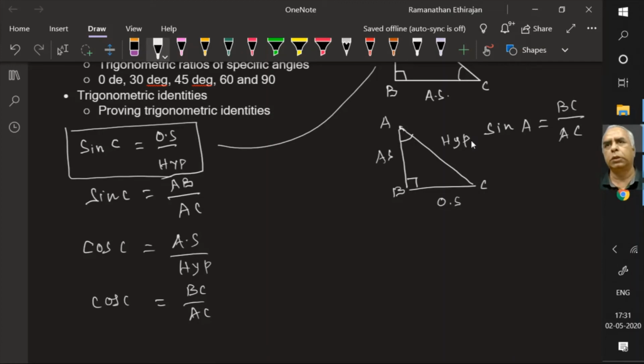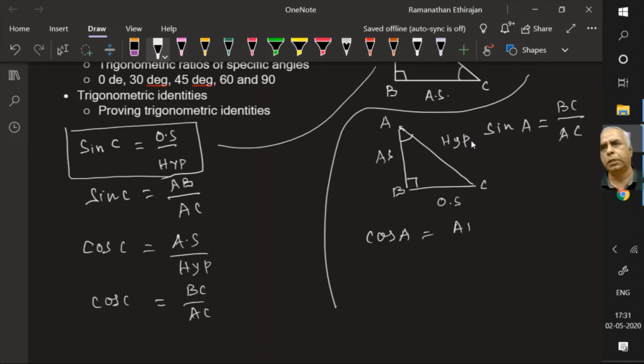And what about this triangle? In this case, for A, AB is the adjacent side. So cos A is the adjacent side AB divided by the hypotenuse, that is AC. You understand?